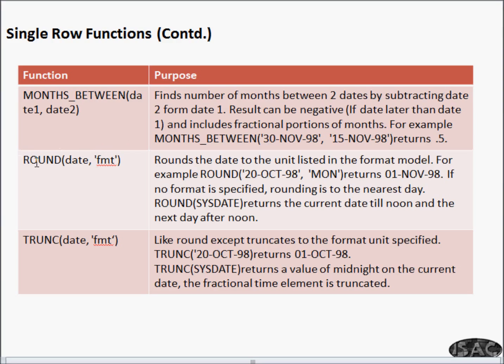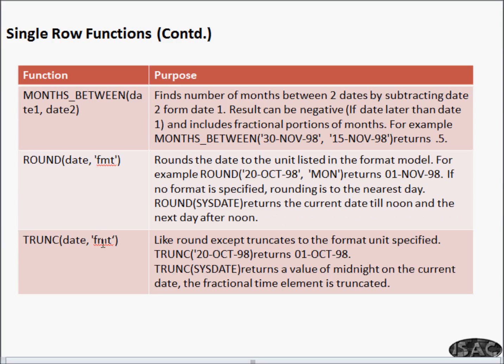Similarly, I can use round date. Round the date to the unit listed in the format model. So whatever format I specify here, it will display in that format, okay? So what is happening here? 20th October 98 is returning 1st November 98. If no format is specified, rounding is to the nearest day. Round sysdate returns the current date till noon and the next day afternoon.